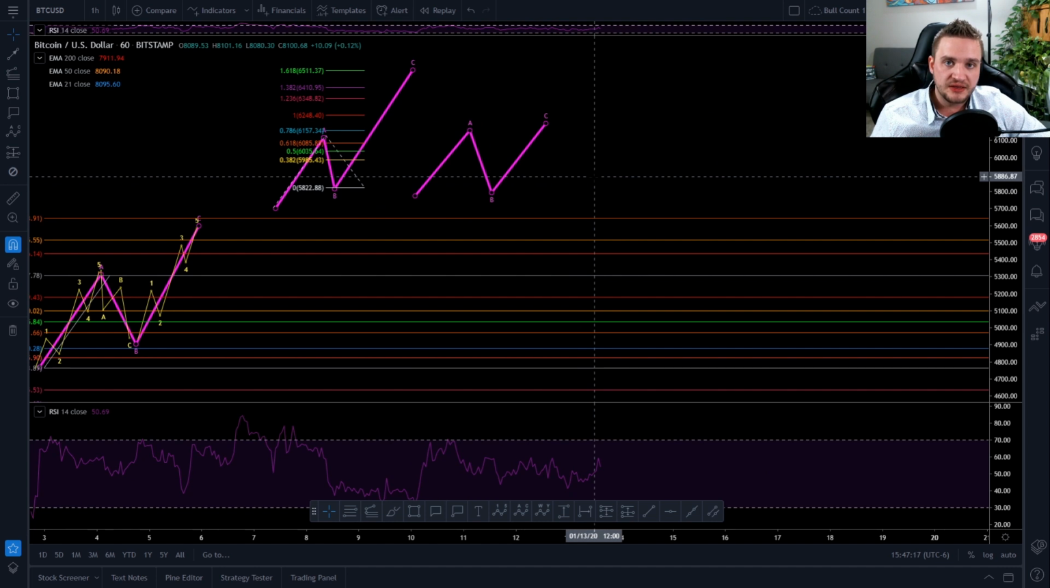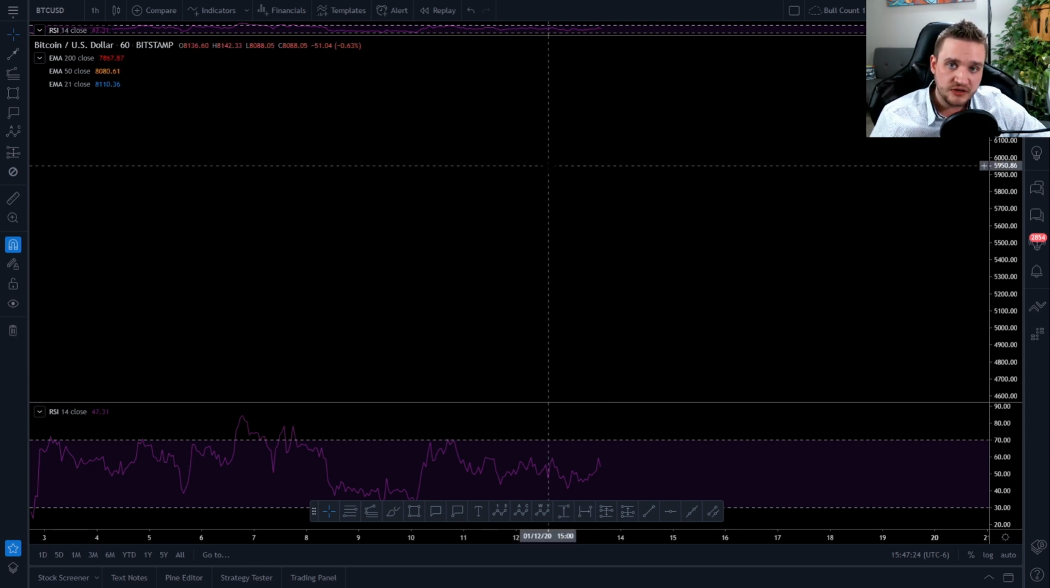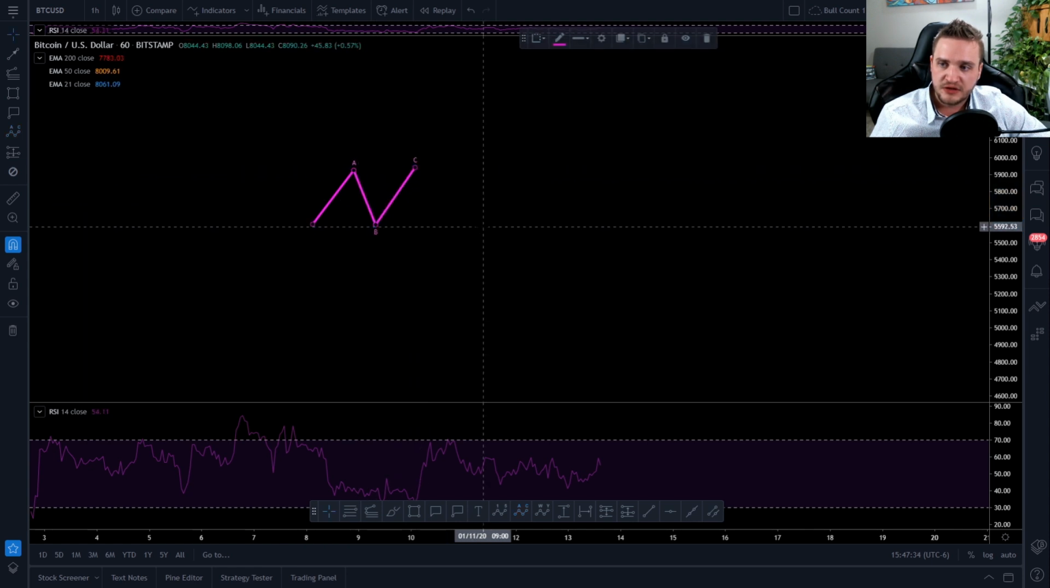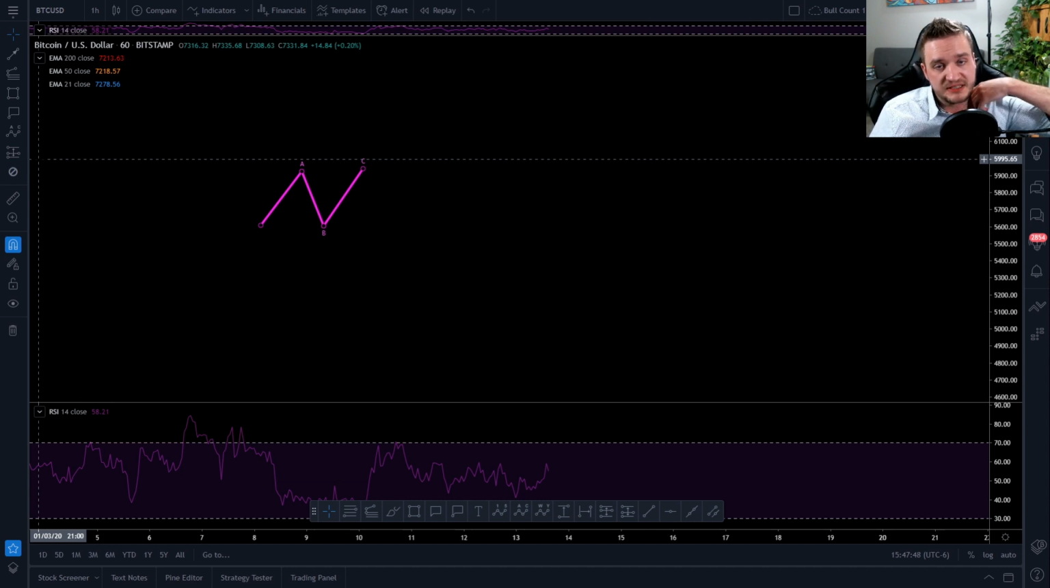Let's dive into the 3 different types of other ABCs, which are known as flats. And there's 3 types of flats. There's a regular, an expanded flat, and then a running flat. And I'm going to make it really simple because it's not a hard one to really get, but all of the flats have 3 waves in the A wave. So think about this. Your zigzag correction is the only correction that has 5 waves in the A wave.